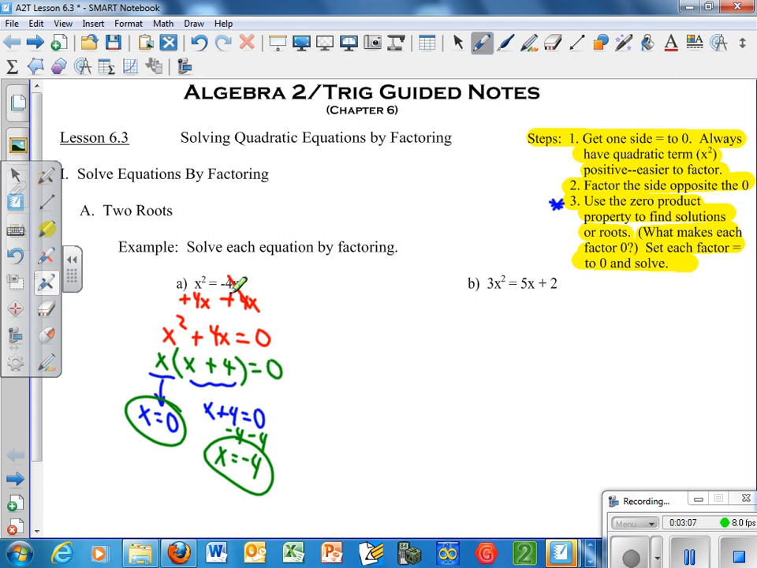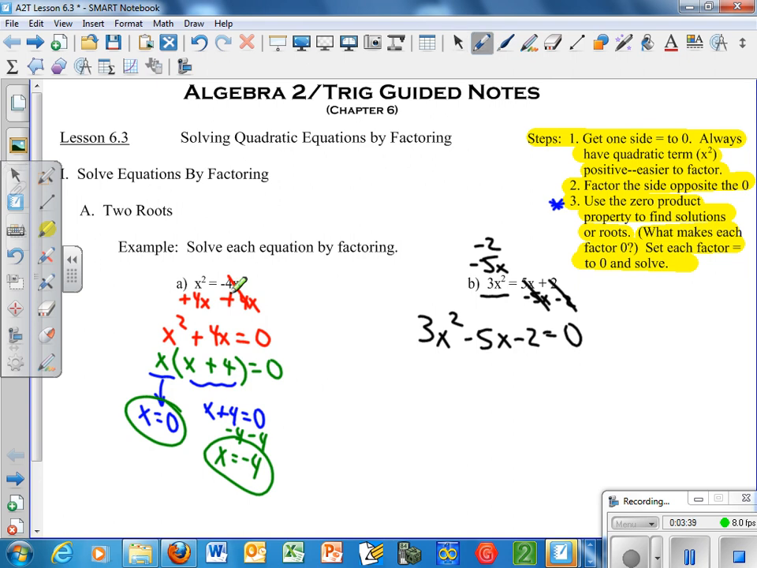Let's go to the next example. 3x squared equals 5x plus 2. Locate your x squared term. It's on the left side here. It is positive, which means I want to leave it on the left side. Okay? That means I'm going to have to subtract 5x and subtract 2 to get rid of them on the right side, which means I want to subtract 5x and subtract 2 on the left side. Now, none of these are like terms, so we just write 3x squared minus 5x minus 2 is equal to 0.